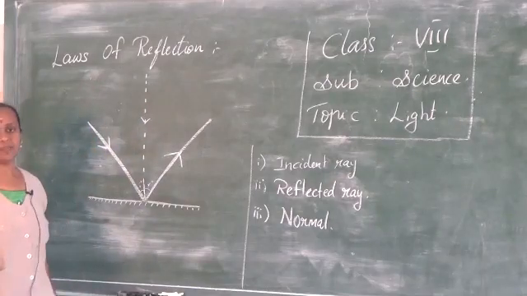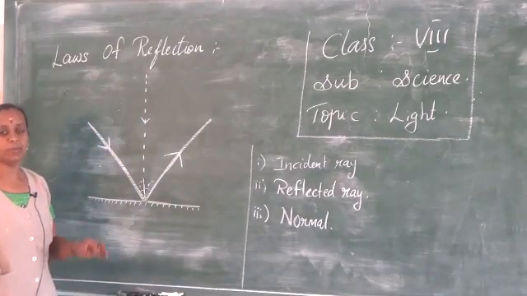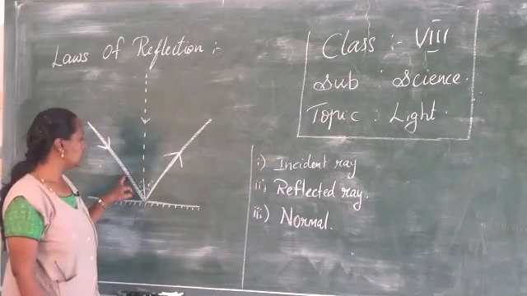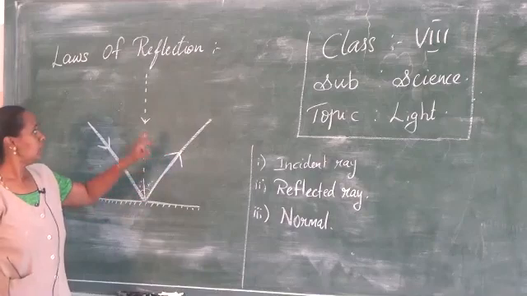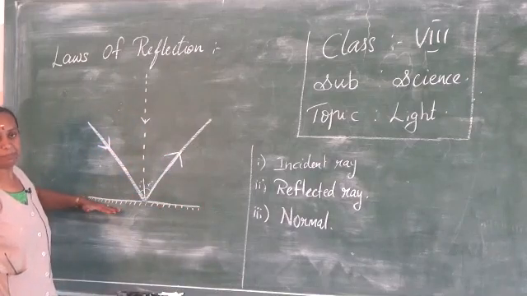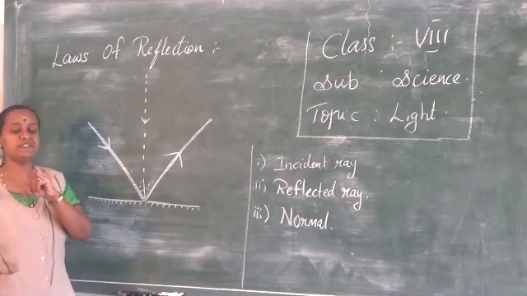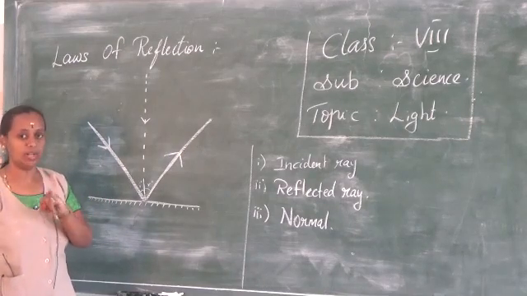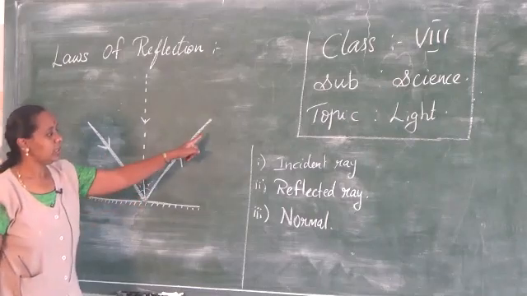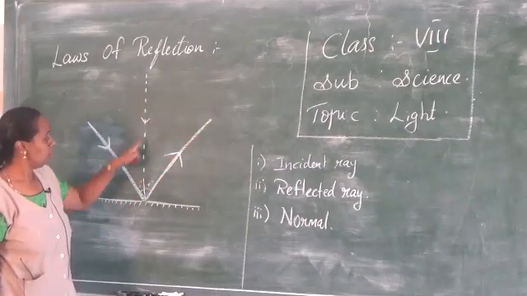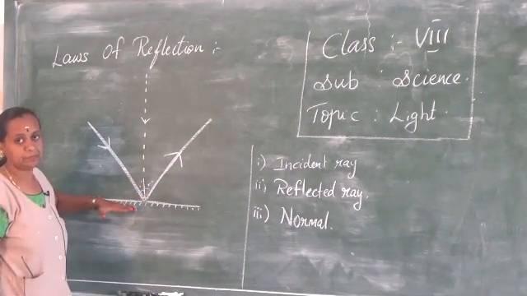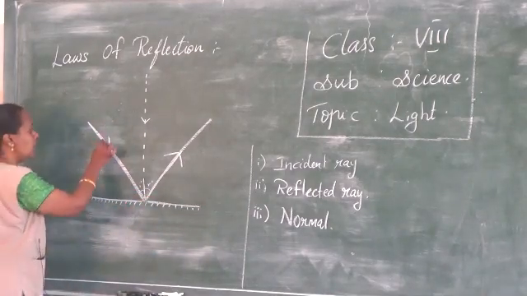So what are the laws of reflection? What happens when a light falls on a smooth surface? The incident ray, the reflected ray and the normal at the point of incidence all lie in the same plane. This is the first law. The first law is that the incident ray, the reflected ray and the normal at the point of incidence all lie in the same plane.